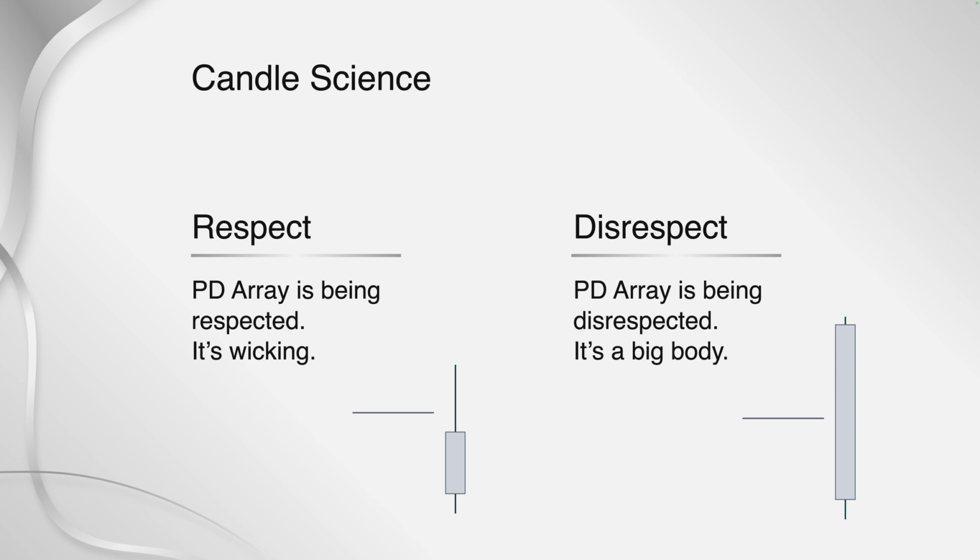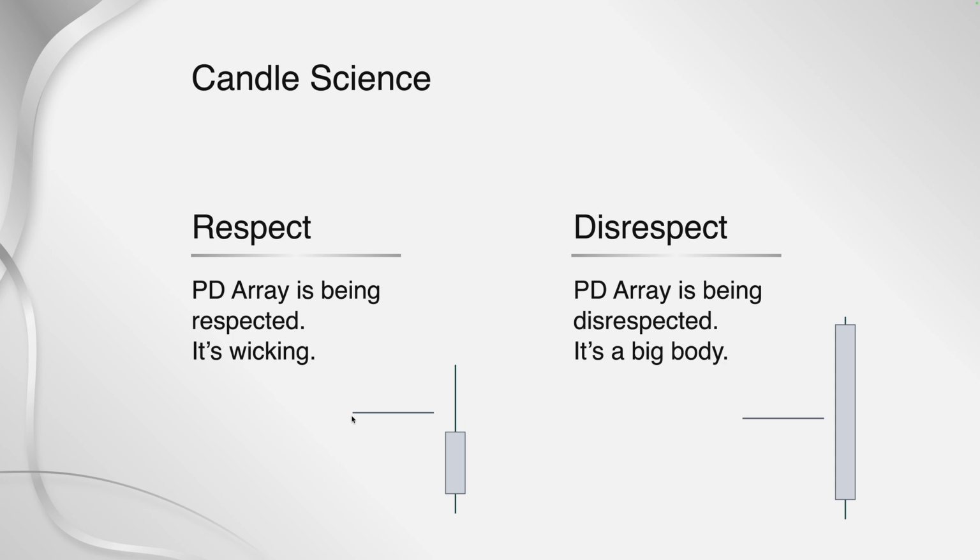The basis of candle signs refers to respect and disrespect, because respect and disrespect tell us everything we need to know about what the next candle likely will do as well. So what is respect? When we refer to respect of a candle, the PD array that we are coming into is being respected, meaning it's wicking price action.